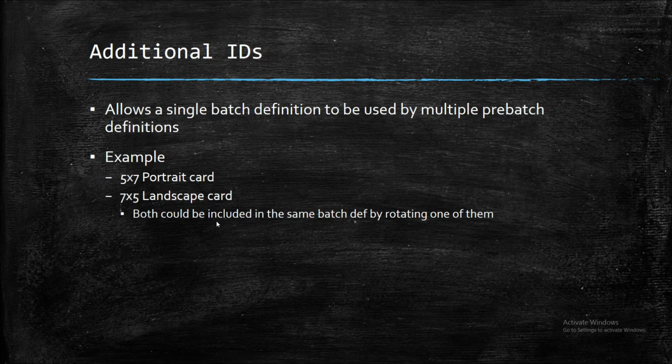So in this example, on the customer side, you might have a 5x7 card product, which would have one pre-batch template associated with it, and then you would have your 7x5 card product, which would have the 7x5 pre-batch associated with it. Then on the batch side, we could use this additional IDs element and put both of those pre-batch IDs in it, so that following the pre-batch processing of both of those products, they're both going to get fed into the same batch definition.